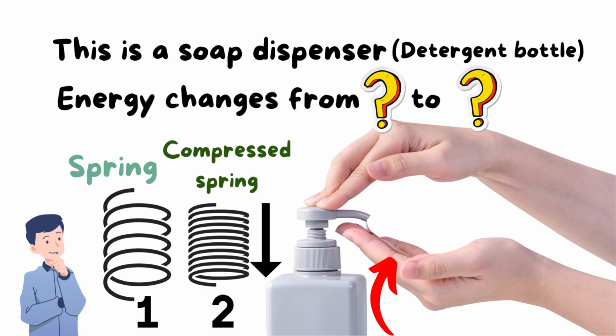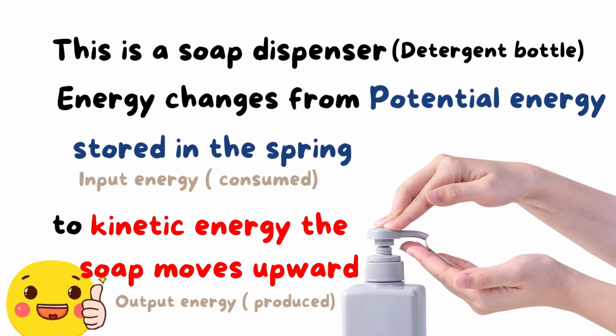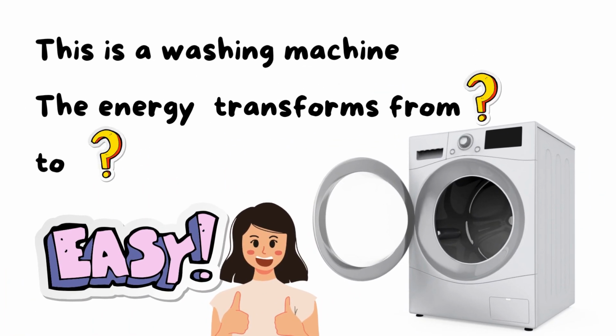So we can say that this is a soap dispenser that has energy changes from potential energy stored in the spring. So this is the input energy or consumed energy, and it changes into what? Kinetic energy, as the soap moves upward. And this kinetic energy is the output energy or produced energy. So let's go to the other one.